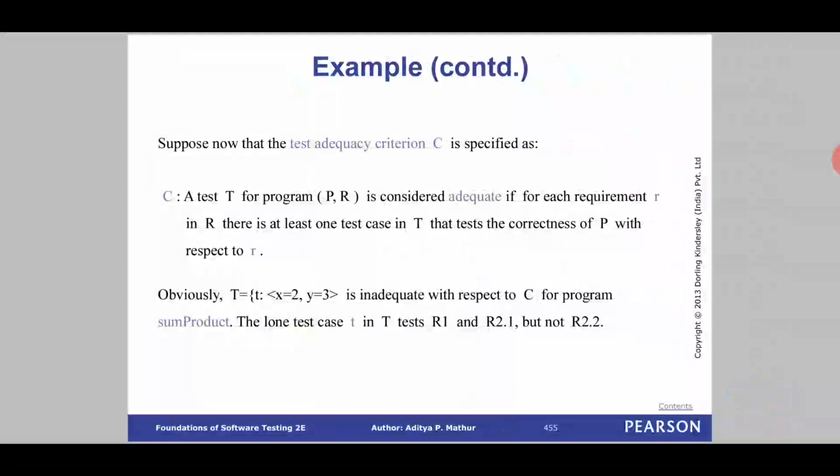Suppose that the test adequacy criterion C is specified as follows. A test T for program P, R is considered adequate if for each requirement r in R, there is at least one test case in T that tests the correctness of P with respect to r. Obviously, T, for example if you take the values X equal to 2 and Y equal to 3, is inadequate with respect to C for the program sum product.